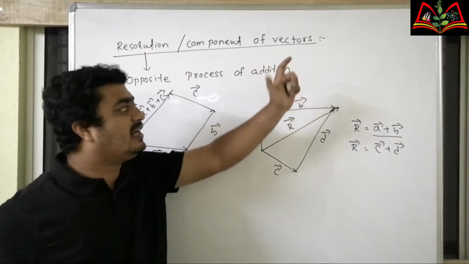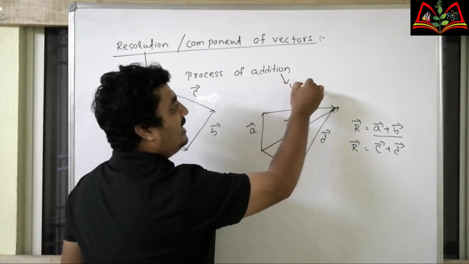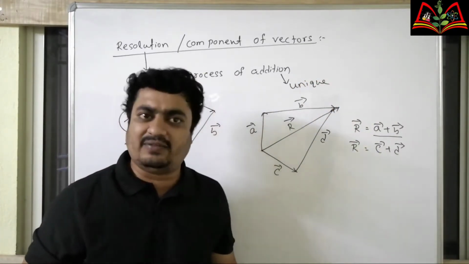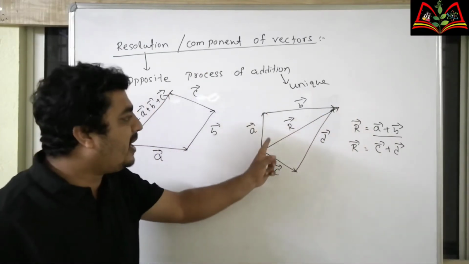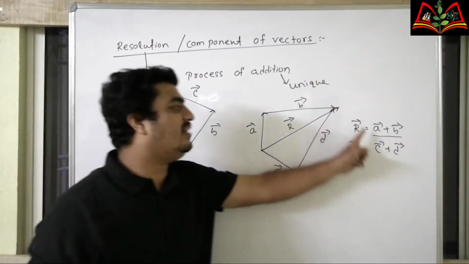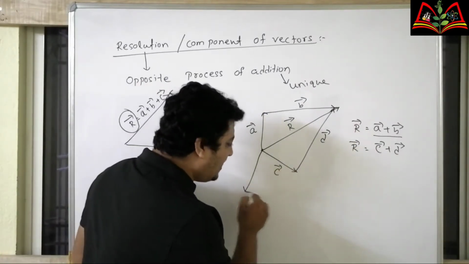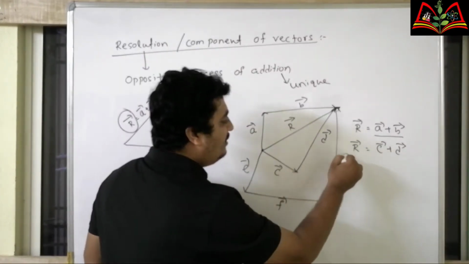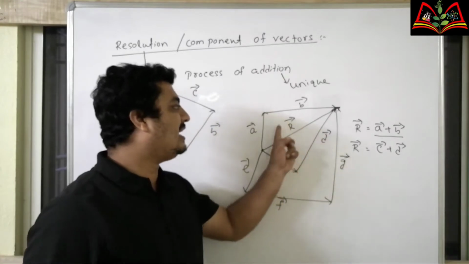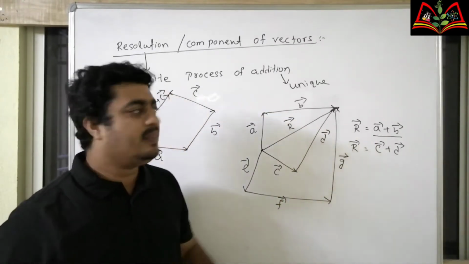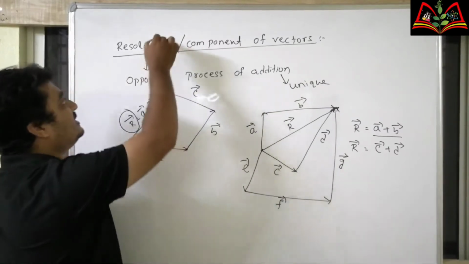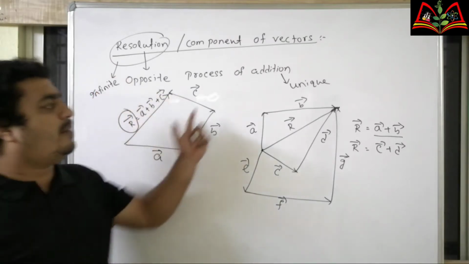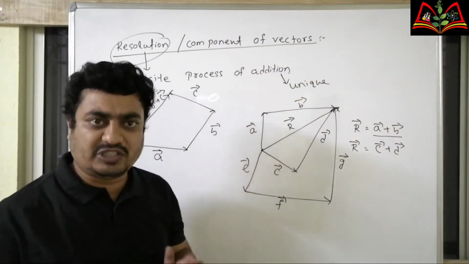So, addition of vectors is always unique. The addition of a number of vectors is just a single vector and it cannot be changed. But the number of resolutions is infinite. We can make as many vectors here as we like. If it is E, F, G, then we can write E, F and G are resolutions or components of R. So, the number of resolutions is infinite. It is not unique. There are a number of resolutions of a single vector possible.